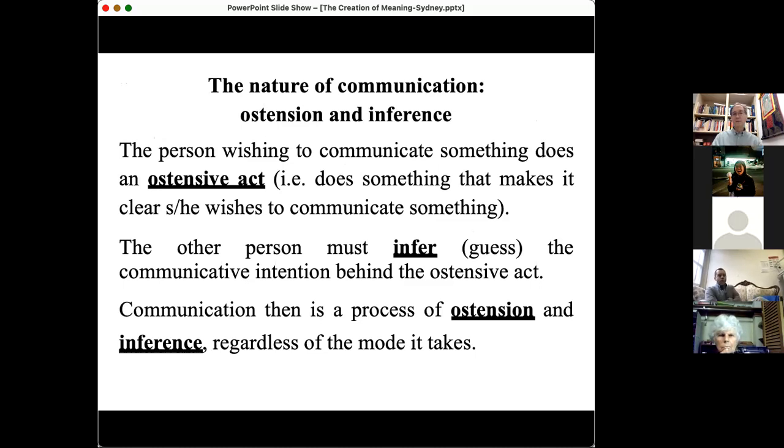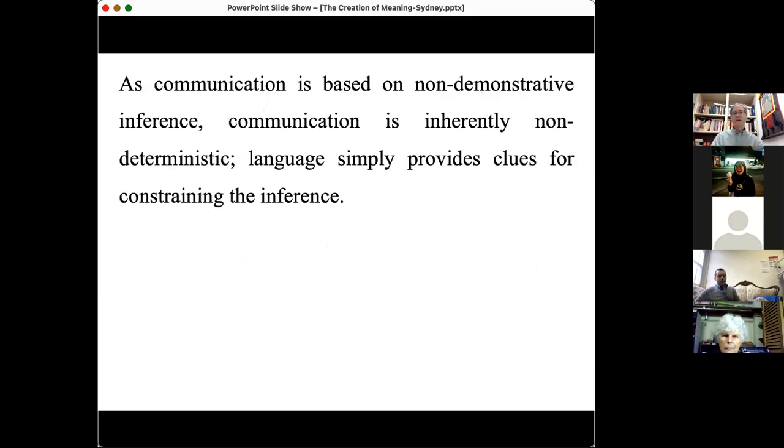One person wishing to communicate something does what can be called an ostensive act, from Latin ostendere, to show. So you show the desire to communicate, which also involves inference on the part of the addressee to recognize this as a communicative attempt. And then the other person, the addressee, must infer the communicative intention behind the ostensive act. Communication then is a process of ostension and inference regardless of the mode it takes. As communication is based on non-demonstrative inference, communication is inherently non-deterministic.